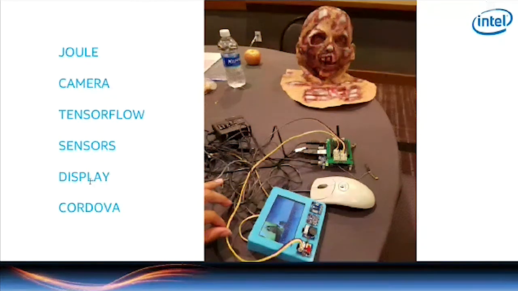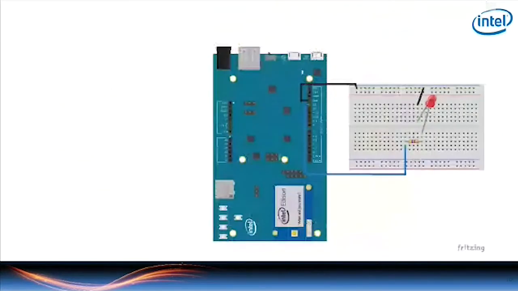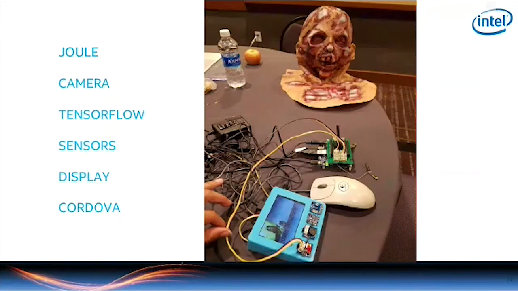So there's a bunch of sensors. The blue thing right there is what I'm going to use today. It's a sensor hub. We wanted to also show how you could talk to different sensors and not just the camera and TensorFlow. So we demonstrated how you could talk to an LED, a buzzer, a temperature sensor, and humidity and pressure sensors. And all of this was done using Cordova and JavaScript. So yes, we managed to write JavaScript programs to get to devices that are connected on the Joule.